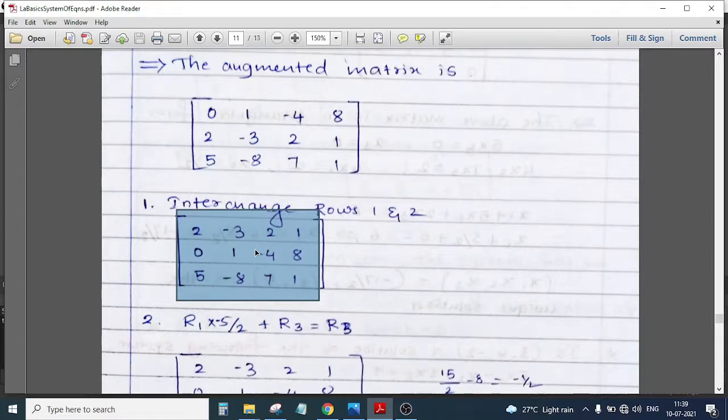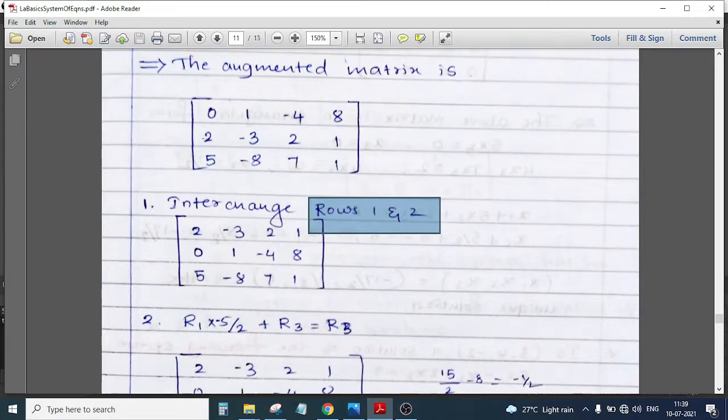Okay. Now, that is the first thing, the first change. The next change is we can change our rows. Like say for example, I can interchange my rows. So in this case we have interchanged row 1 and row 2. That means what now?